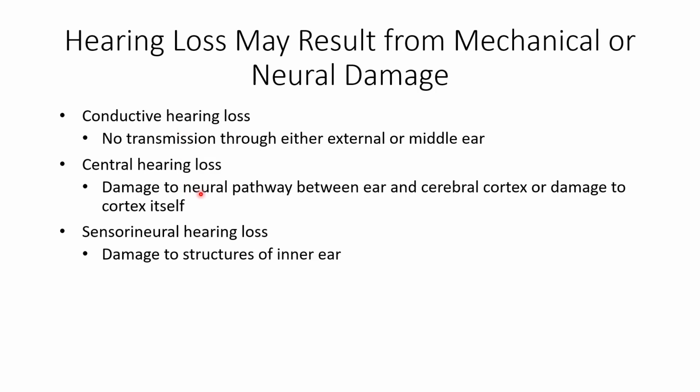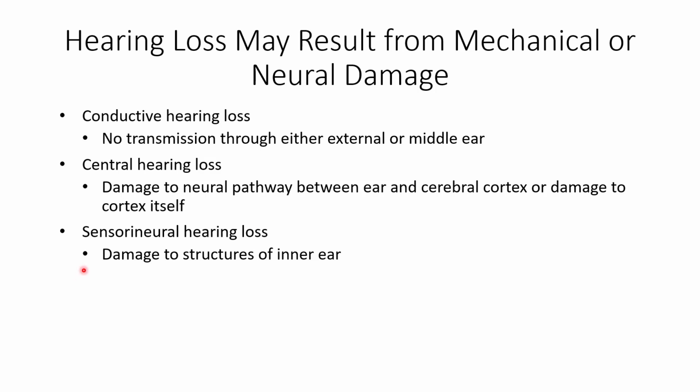Central hearing loss is where the neural pathway between the ear and the cerebral cortex gets damaged. So if we actually have neural degradation in our cranial nerve 8, that can lead to what we call central hearing loss. A lot of times people are born and aren't able to hear. It's because of a central hearing loss and that pathway not fully developing during embryonic development. That can be solved in a couple of different ways, cochlear implants, things like that, sometimes.